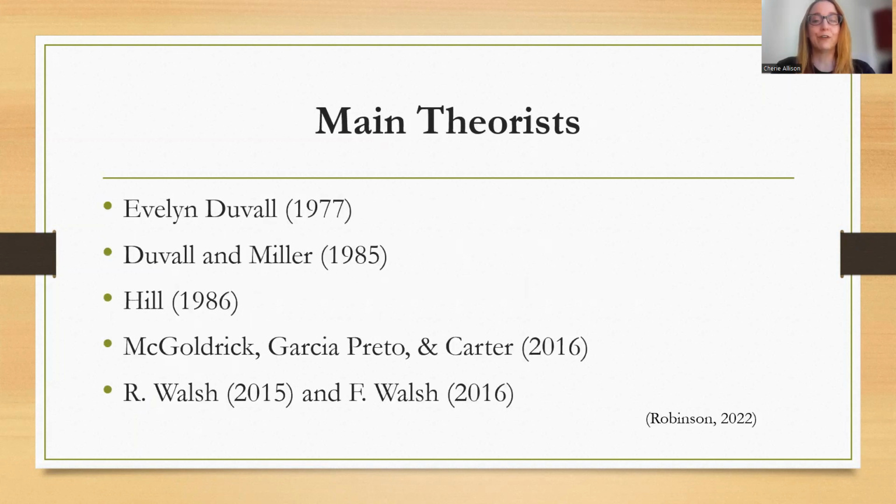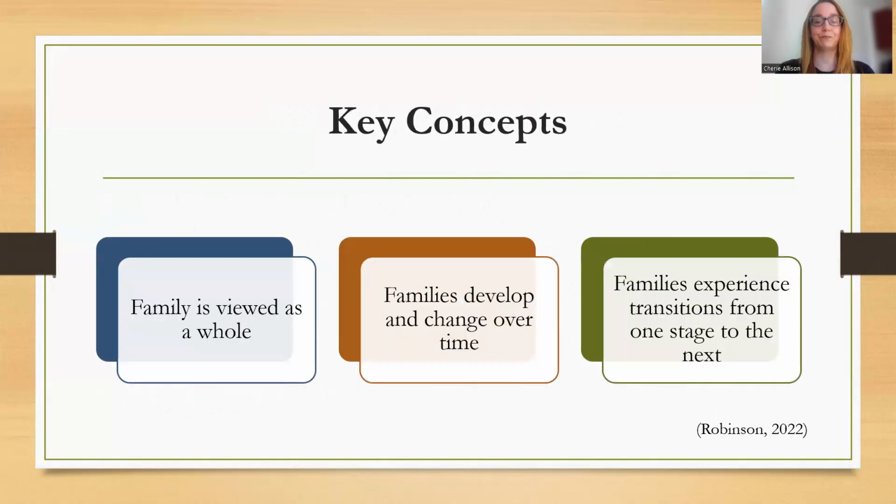Here is a list of developmental theorists who formed and furthered the work of family nursing care. Evelyn Duvall was the leading theorist of this theory. Hill analyzed the theory concerning single families. McGoldrick, Garcia Preto, and Carter expanded the theory to include family structures of all kinds, including divorced families, LGBTQ families, and stepfamilies. And finally, Walsh explored the life cycle and the family's ability to endure and bounce back from adversity to increase family resilience.